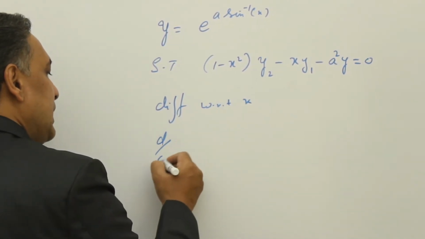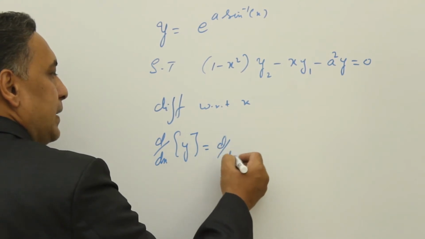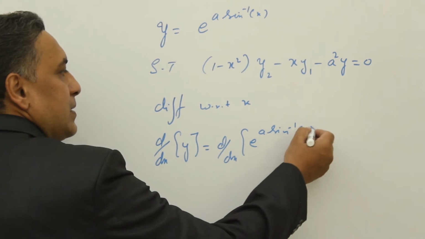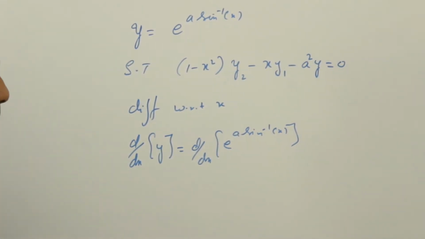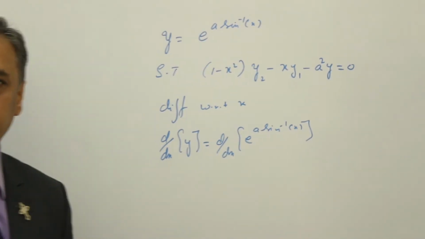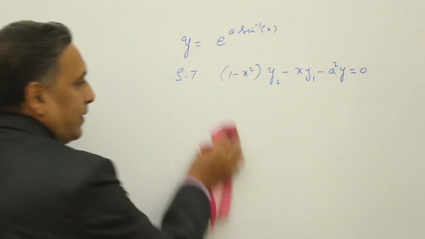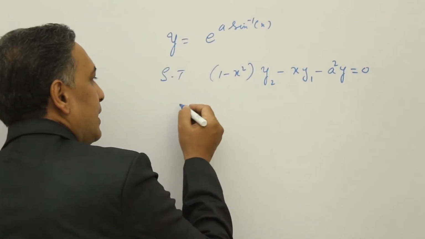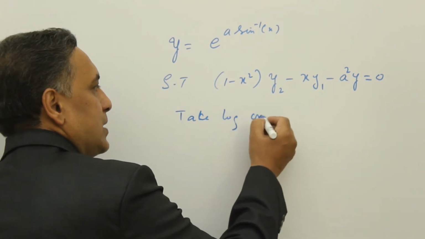So you will be getting d by dx of y equals d by dx of e to the power a sine inverse x. So we know this, but you can't take this one mainly because it is e to the power a sine inverse x. So what we do is we will take logarithm first and then work on it. So let us take log on both sides.